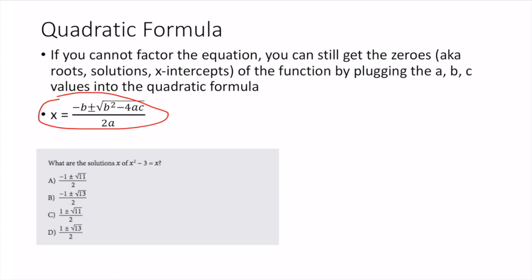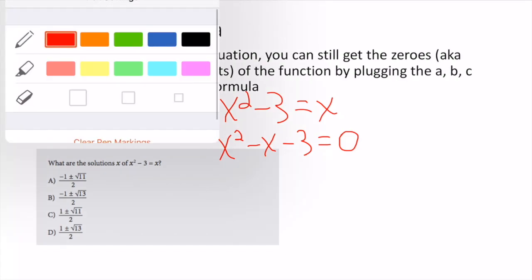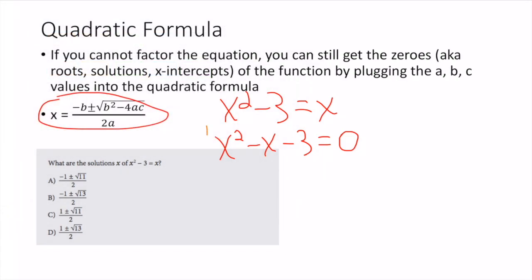Okay, so for this question here, what are the solutions of x squared minus 3 equals x? I have x squared minus 3 equals x. What I want to do is just put this into the right order. So now I know that a is 1, because there's an imaginary 1 here, b is negative 1, and c is negative 3.